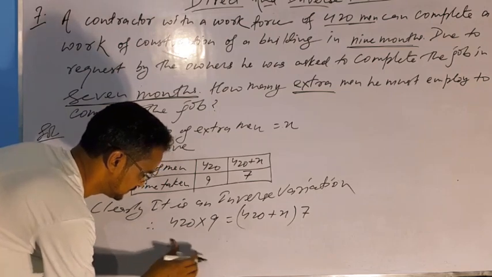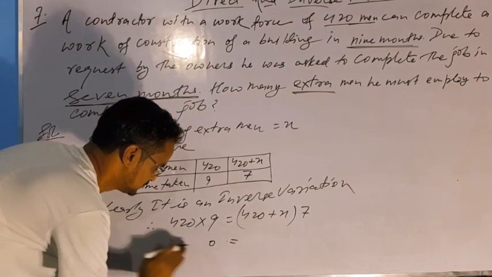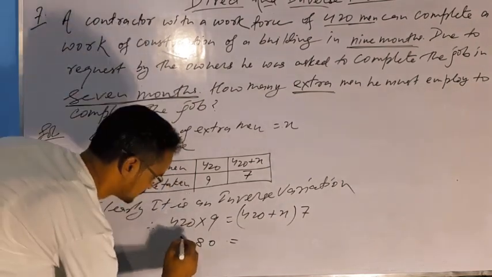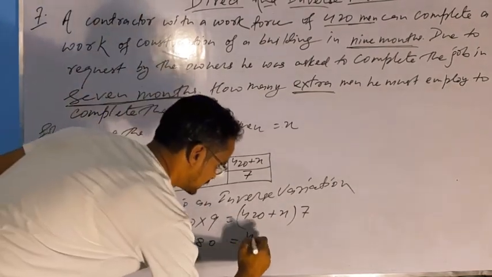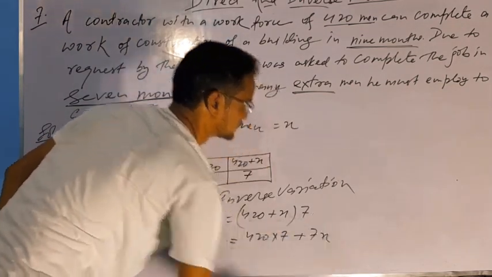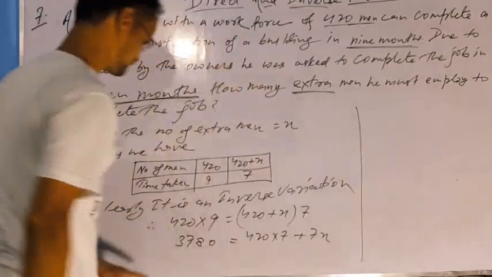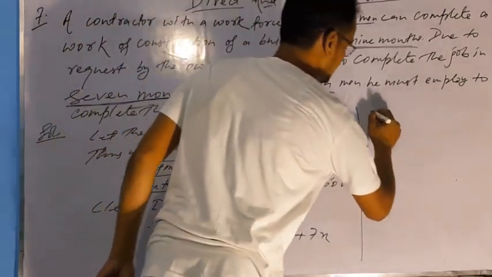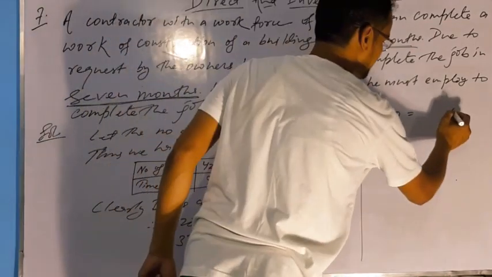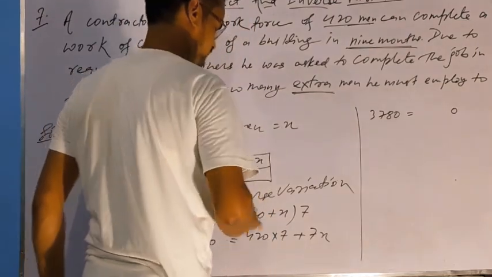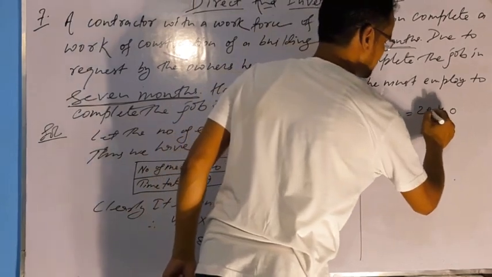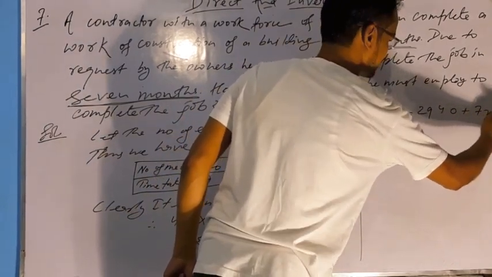You can multiply 420 by 9, and on the other side 420 multiplied by 7 plus 7x. Write it down here: this is 3780. So 3780 is equal to 2940 plus 7x.